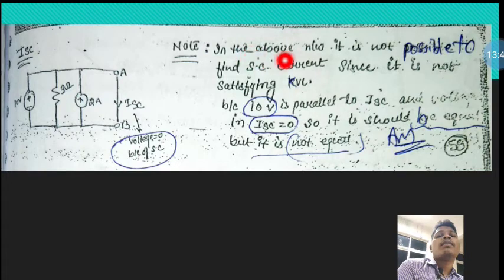So in the above network, it is not possible to find the short circuit current since it is not satisfying the KVL equation. Understand? So we are not able to find the short circuit current, but we are able to calculate the open circuit voltage in this case. So this is a controversial type of topic.